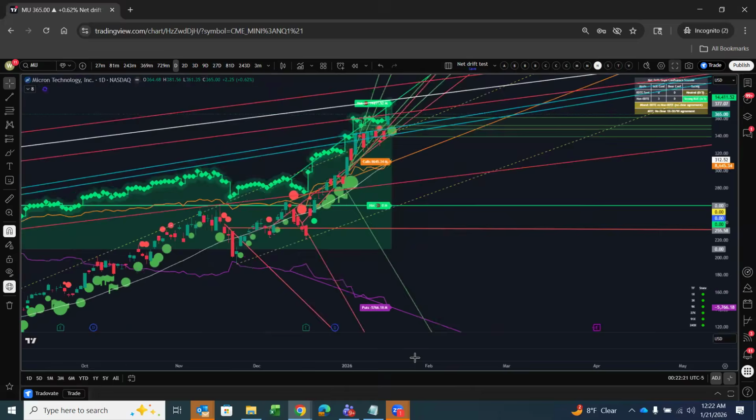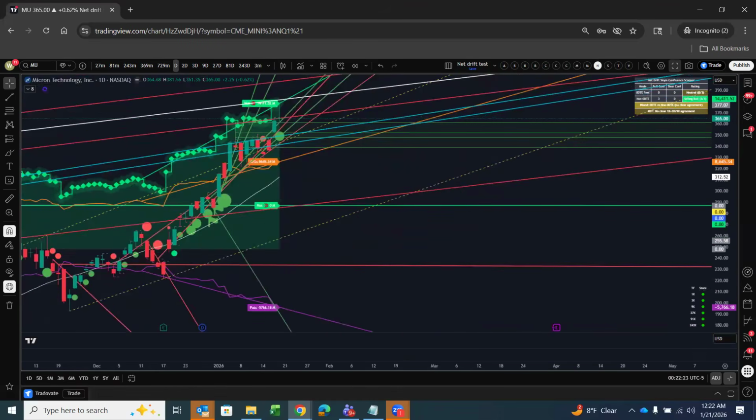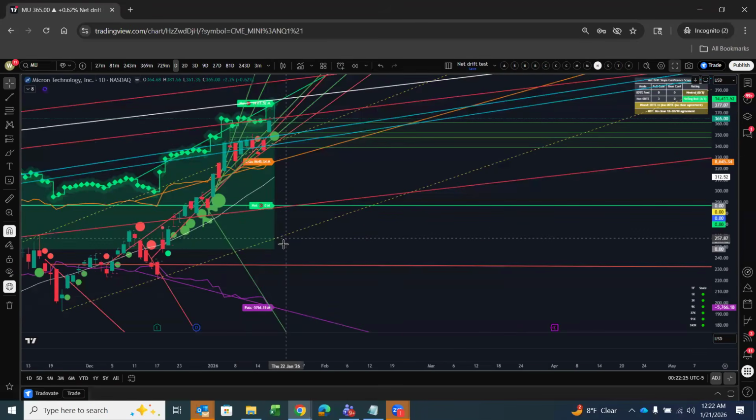So let's see here. This is MU on the daily chart. It was in a bullish environment after 248, bullish imbalance. And looks like gamma is around the 377 right now. So looks like it's been touched as of today.